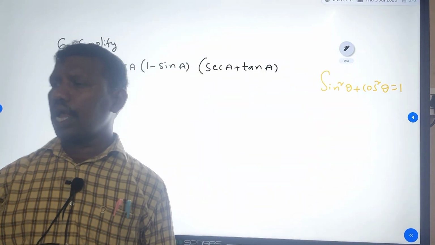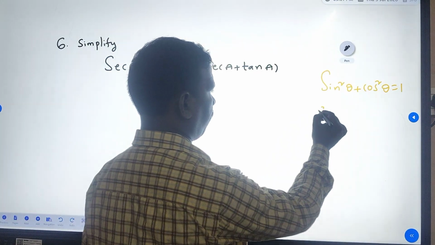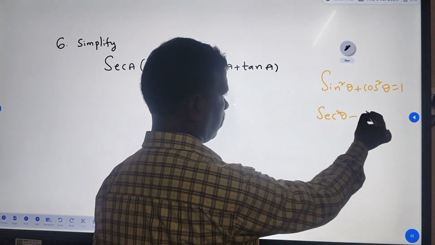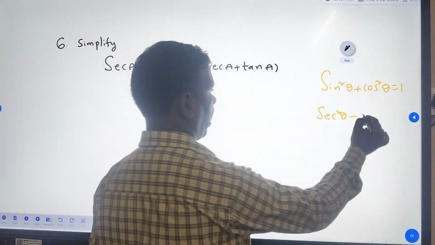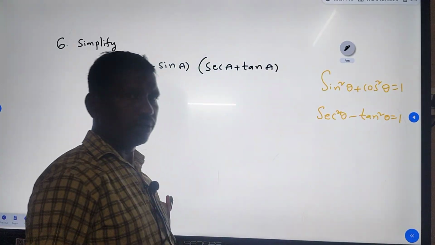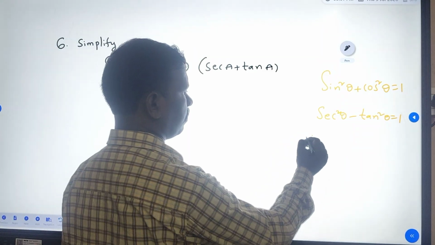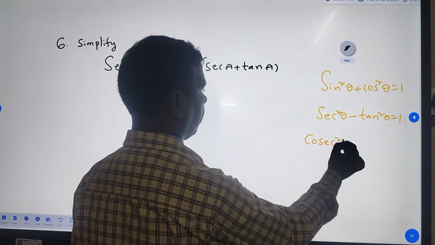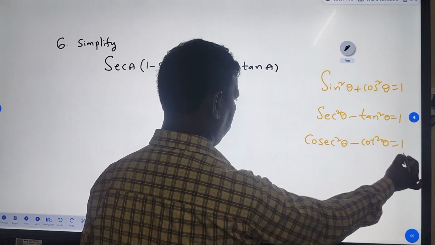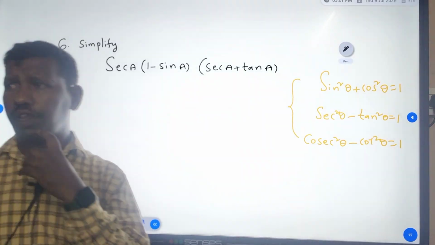What is the second identity? Sec square theta minus tan square theta is equal to 1. Next, come on, what is the third identity? Cosec square theta minus cot square theta equal to 1. So these are three identities of trigonometry, very important.